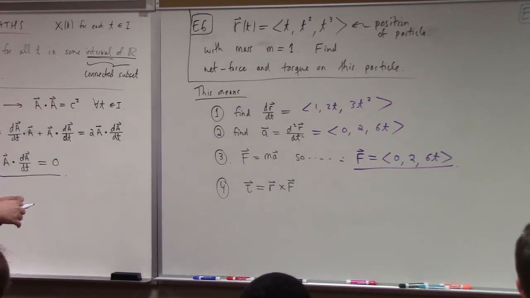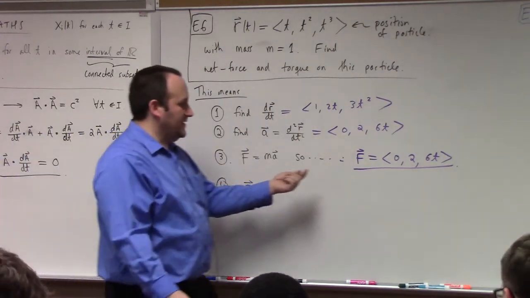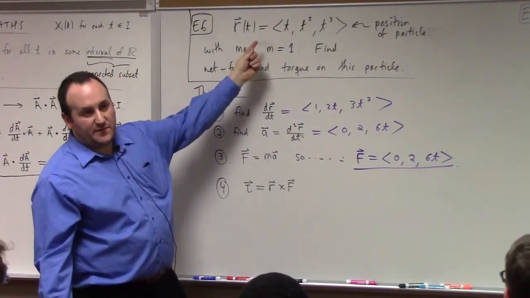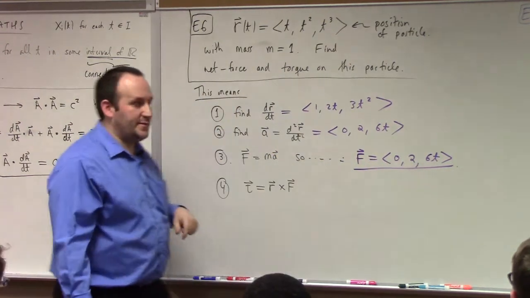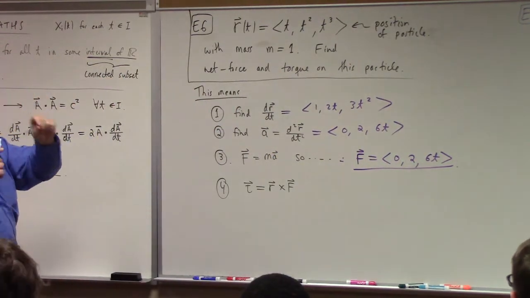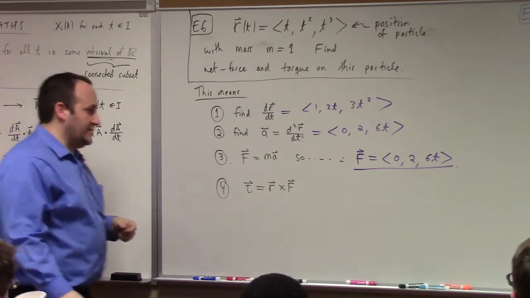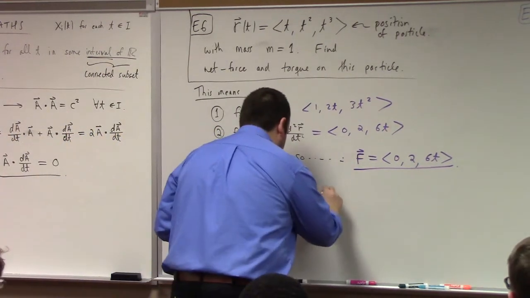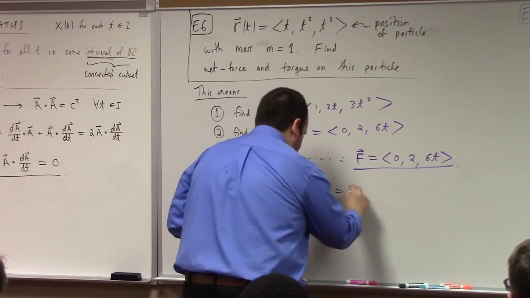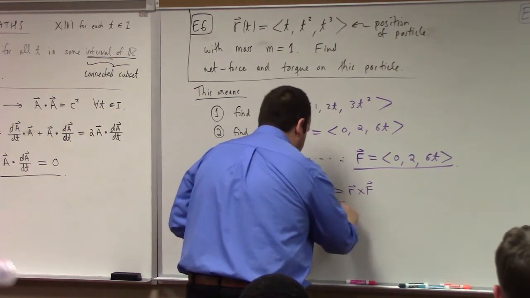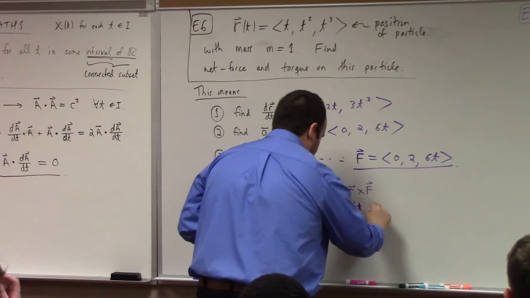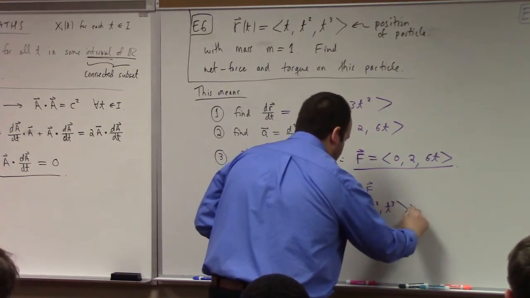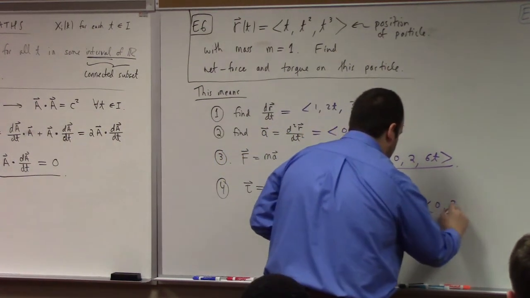It's just excellently delivered. So the force is a function of time. To achieve this motion, you need a variable, time-dependent force to produce that motion, which is all twisty. And the torque is what? Torque is equal to R cross F, which would be t squared, t cubed, crossed with this 0, 2, 6t.